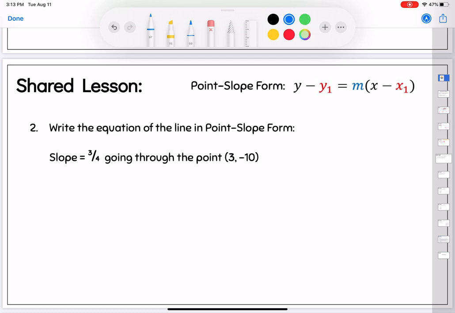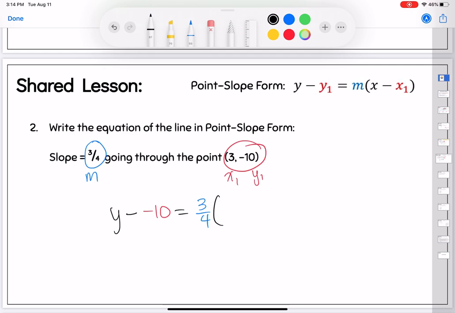Okay, so again, what I'm looking for is m, x1 and y1. So this time m will be 3/4, right? And my point this time is 3, -10. So here is my x1, y1. So I have y minus, y1 was negative 10, watch your negatives there, equals 3/4 parentheses x minus, this time x1 was positive 3.